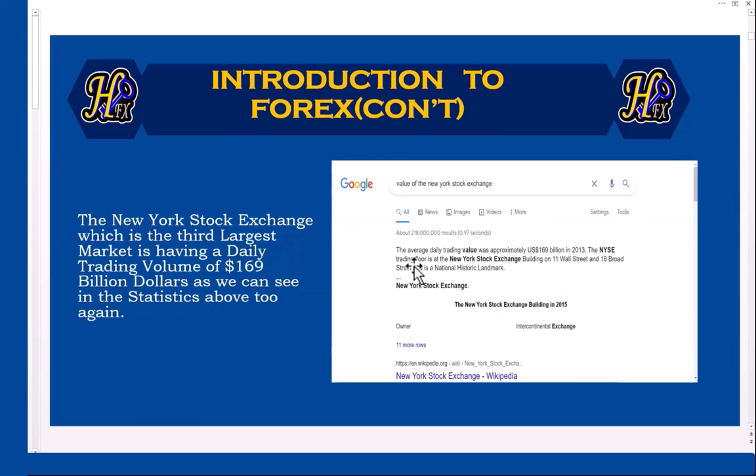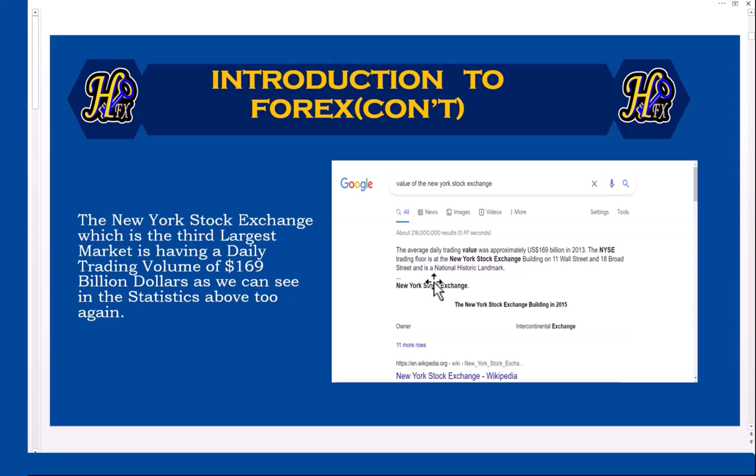Now let's look for the value of the New York Stock Exchange. The New York Stock Exchange market is valued at $169 billion, as we can see in the image. So all these values are values I'm getting as at the time I'm recording this video. So you can also do a little research to get the updated values for yourself.